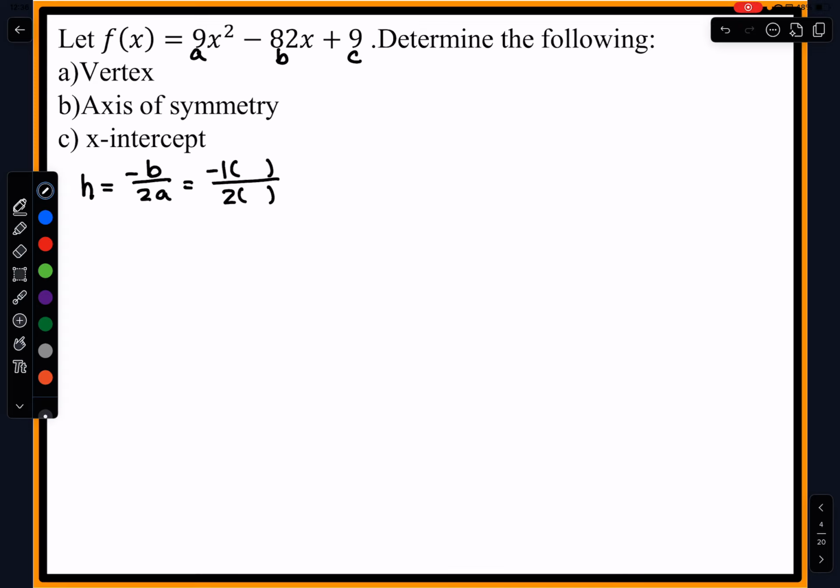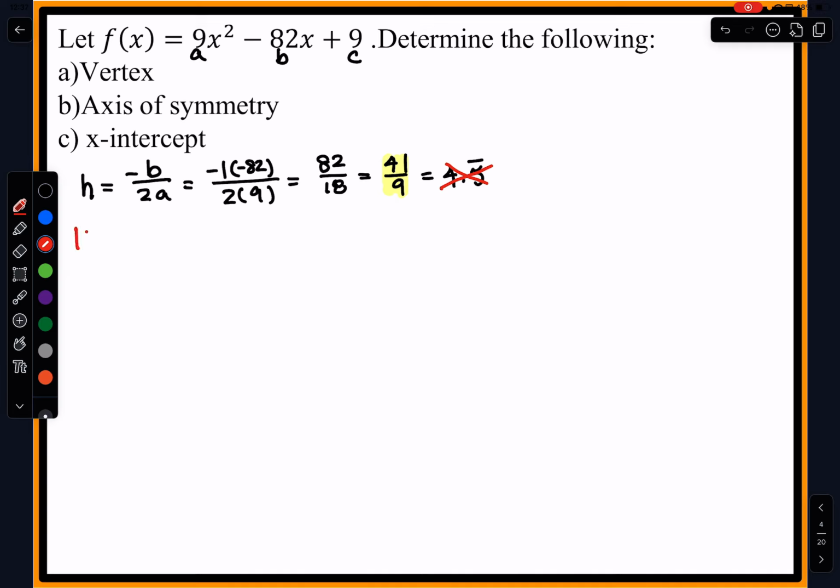So here we're going to replace the b with negative 82, replace the a with 9, and we end up with positive 82 divided by 18, which reduces, because they're both even numbers, by a common factor of 2, which is 41 over 9. Now, the decimal equivalent of this is 4.5, and the 5 repeats, but I don't want to use this decimal value because it's a repeating decimal number, so I'm going to stick with the fraction notation of this answer. So we have the x-coordinate of the vertex.